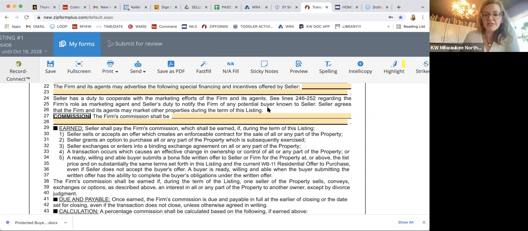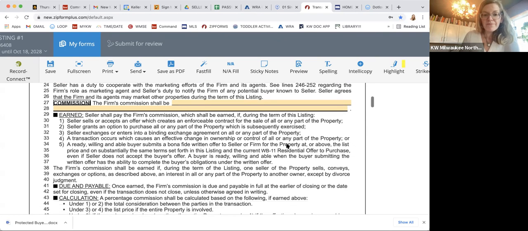So that's just another point for you, another checkpoint for you to say to the seller, again, if you procure your own buyer or if somebody comes to you privately, you need to refer them to me. And then just an acknowledgement that, of course, we as listing agents have more than one listing.